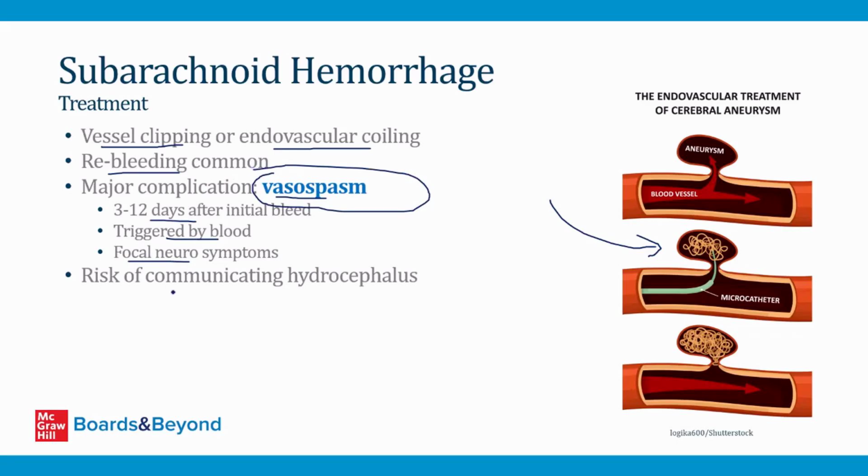And then you should also know that cerebrospinal fluid is always being produced and reabsorbed inside of our brain. And so the blood can clot and block the reabsorption of cerebrospinal fluid. If this happens, this will lead to a condition called communicating hydrocephalus. I talk about this in other videos, but it involves increased intracranial pressure and dilation of the cerebral ventricles, and this can occur as a consequence of a subarachnoid hemorrhage.